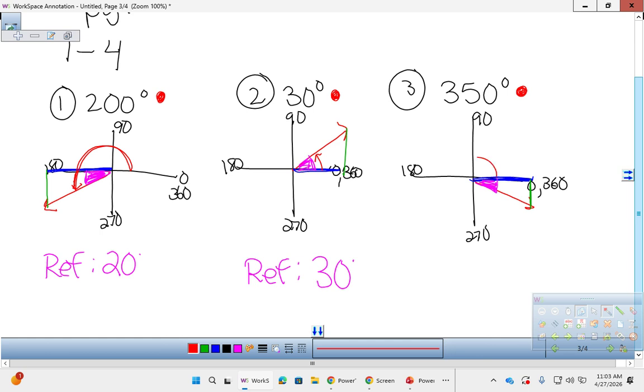But this angle's what I know. What I know plus what I'm looking for is a circle. So what's the pink? 10. It's just 10 more of the way. So the reference angle is 10.